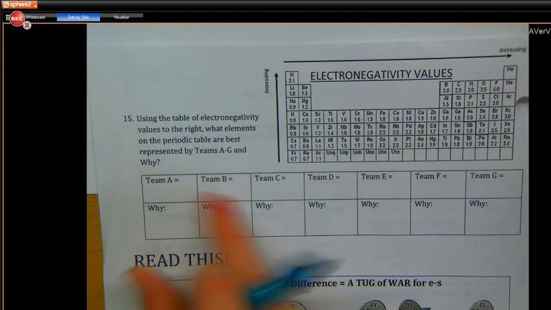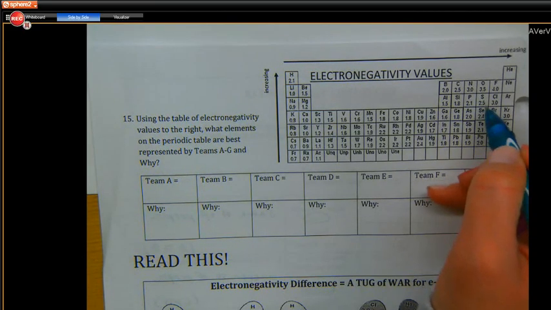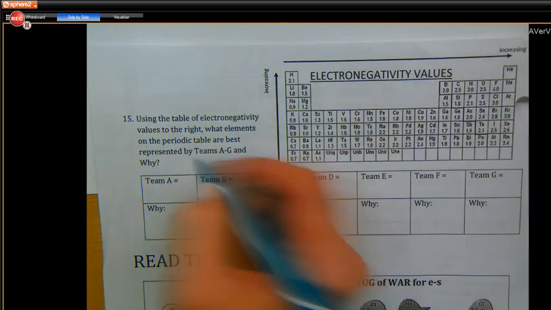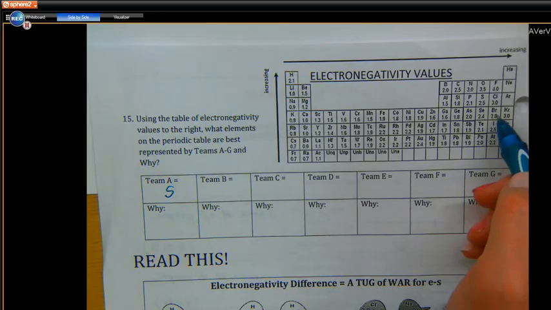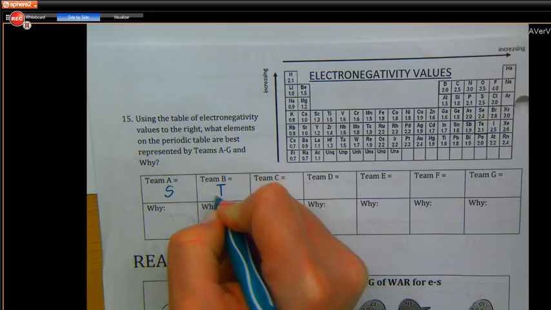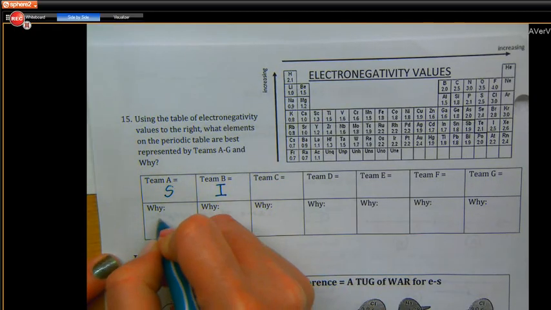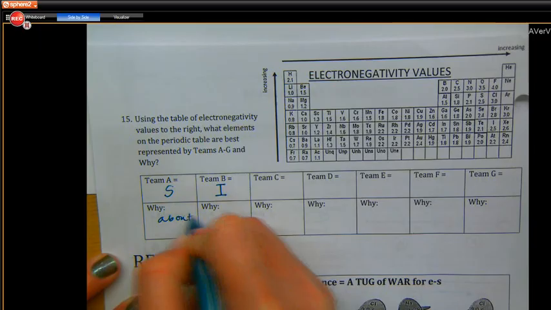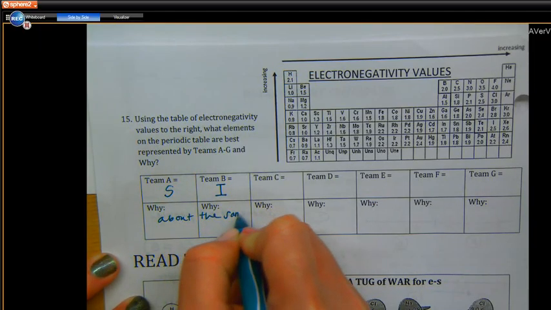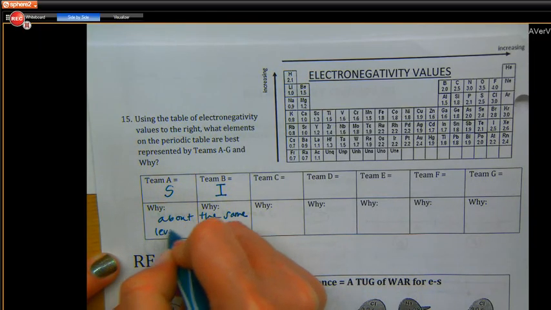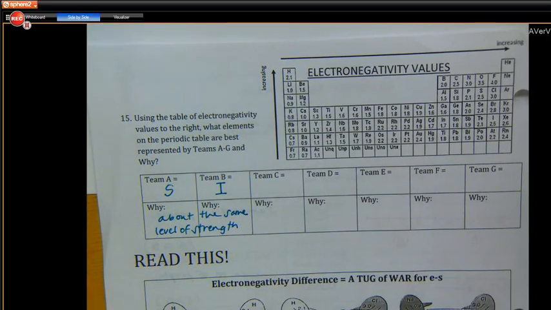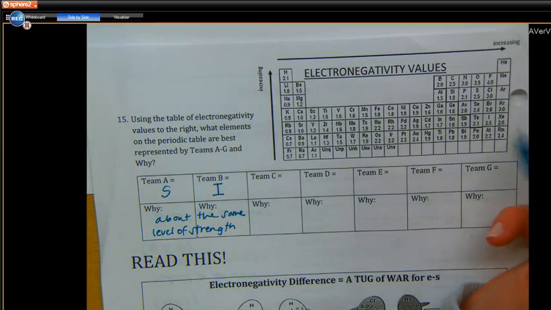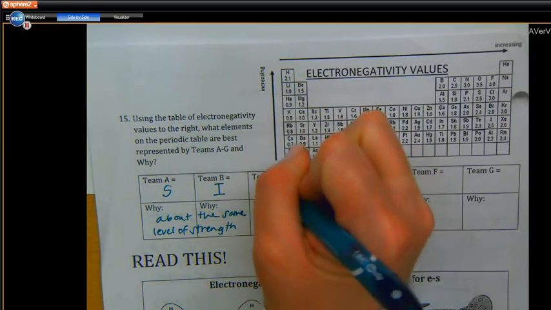We said team C was like 3.5, which could be oxygen. It had a strong pull, team C did. Team D did not pull very strong at all. We gave that I think a 2, and an example of that would be something like boron, because they had a weak pull. Team E, which was the weakest pull, we said that was something like a 1. That could be something like lithium.